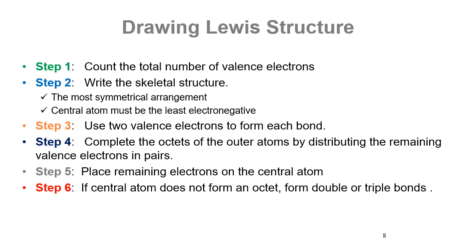Step 3, use two valence electrons to form each bond. Step 4, complete the octets of the outer atoms by distributing the remaining valence electrons in pairs, two by two, until every atom completes its octet. Then you have to put the remaining electrons on the central atom. If the central atom doesn't form an octet, it can form double or triple bonds. We will look at that later in the example.